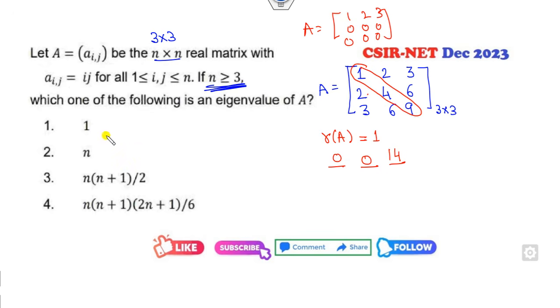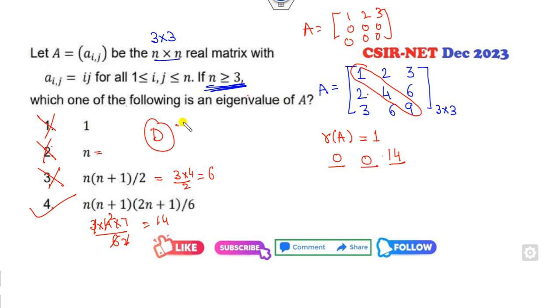Fine. Now look at the options. Which one of the following is an eigenvalue? 1 is not; n is 3. 3 is not an eigenvalue. If n is 3, 3 into 4 over 2 is 6. 6 is not there. It is 3, 4, 7 over 6. 14. Yes, 14 is the correct answer. So D is my right answer.